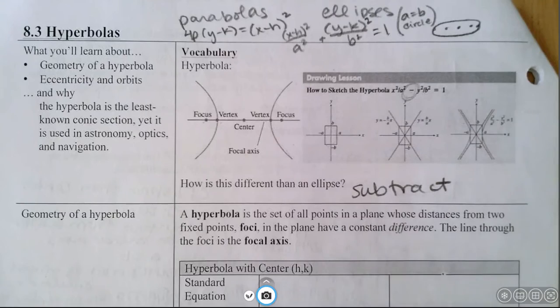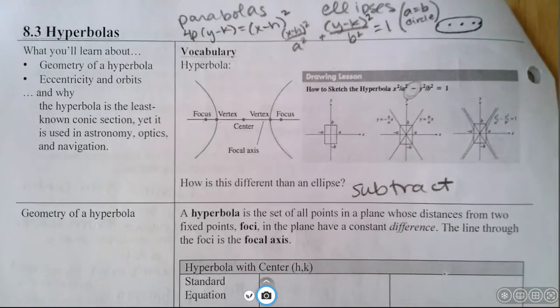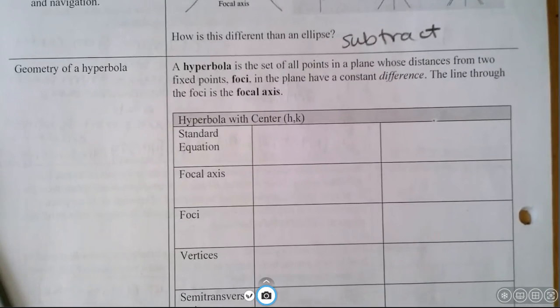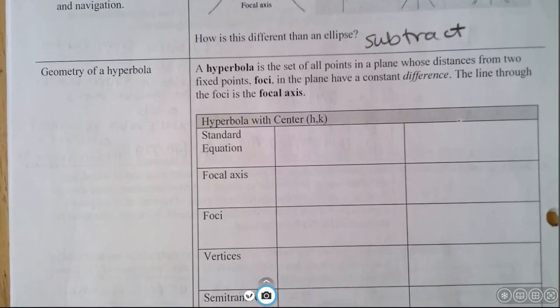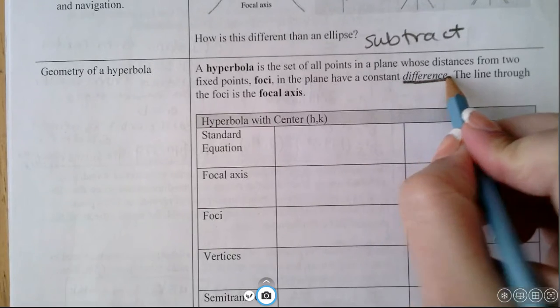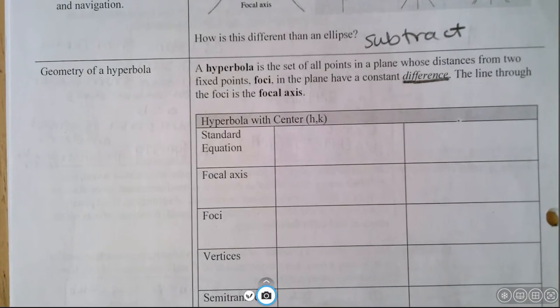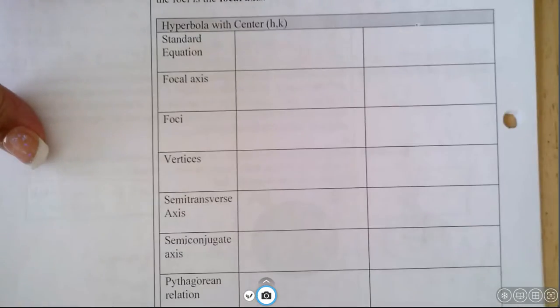And we can see when the y is subtracted from the x, or when the x is subtracted from the y. So the hyperbola is defined as the set of all points in the plane whose distances from two fixed points, or the foci, have a common difference. Not a sum now, but a difference. The line through the foci is called the focal axis. So just like on an ellipse, the line that went through the foci was called our major axis. Now the line through the foci is called the focal axis. So let's fill in some information in this table here.